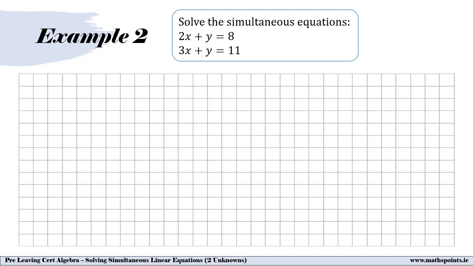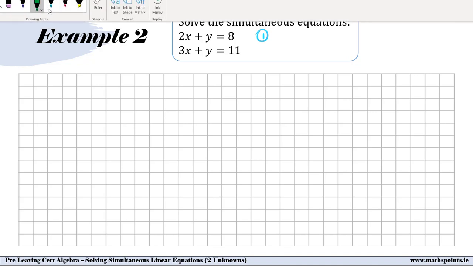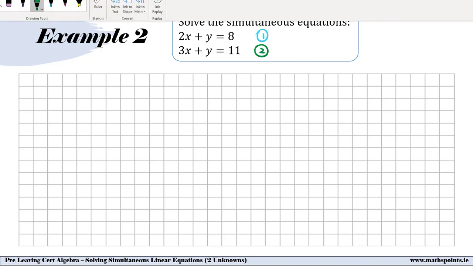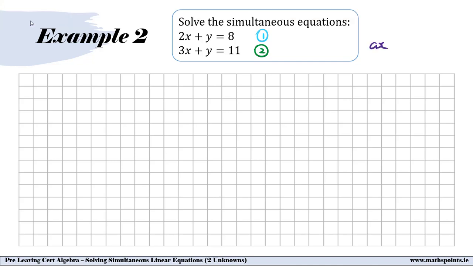So in the second example, we have 2x plus y equals 8. I'm going to label that equation 1. And we have 3x plus y equals 11, and I'm going to label that equation 2. We're going to check first, are they in the correct format? The format, remember, is ax plus by equals c. And they both are. Both of them start with the x term, then they have the y term, then they have the equals, and then the number on the other side. So they're ready to go.